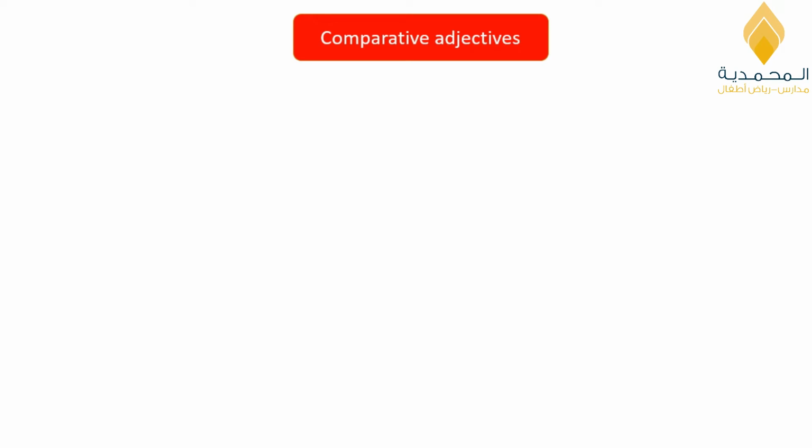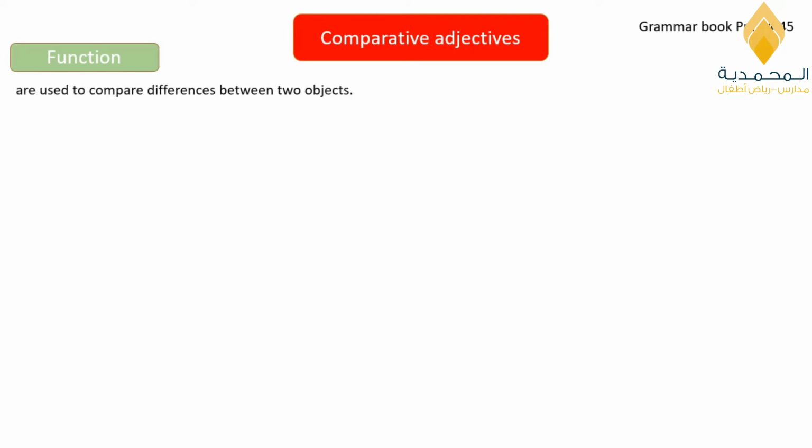And here, let's talk about the comparative adjectives. Repeat after me, comparative adjectives. We are in grammar book pages 44 and 45. Let's know what is the function of comparative adjectives. Comparative adjectives are used to compare differences between two objects. That means when we want to compare between two things, we use comparative adjectives.